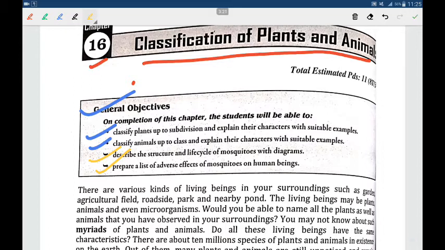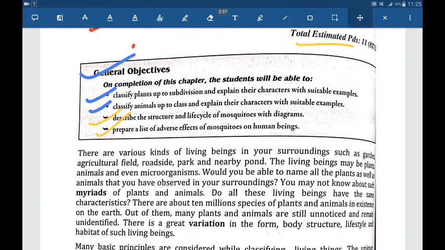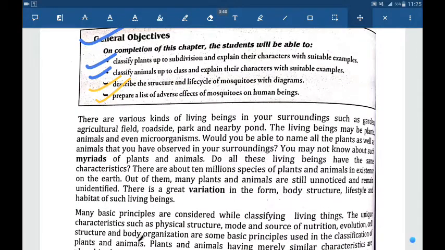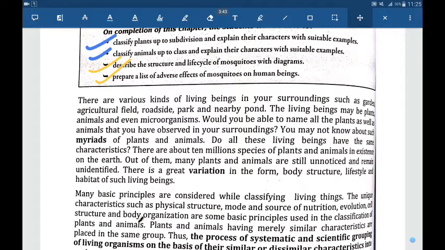The chapter is quite lengthy. All the work cannot be completed within one lesson. The given time period is 11. But let's see within how many days we are going to complete. Are you ready? Okay. So students, do you know? In your surroundings, you might have seen different types of plants and animals. It's quite different. Can you guess how many types of animals and plants there are? Difficult to say.